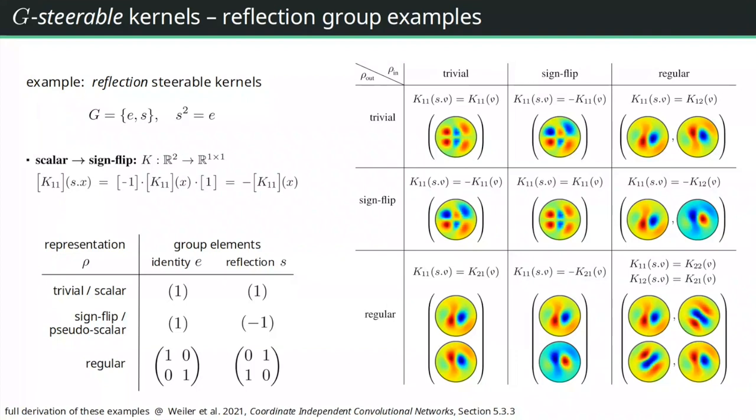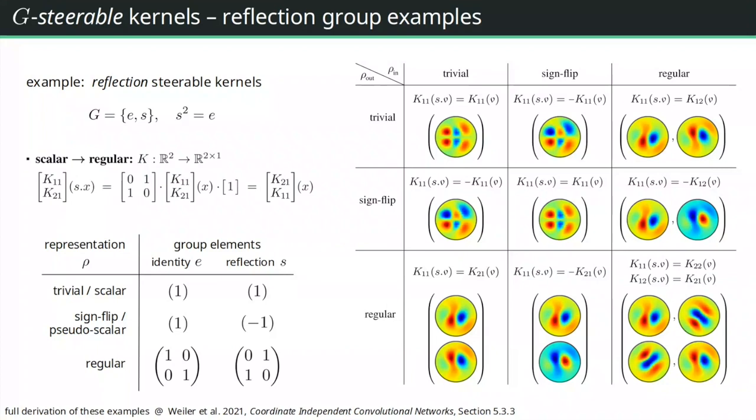And again, you can think about it intuitively. If you have an image, which is a scalar field, and you reflect it, and then you apply some anti-symmetric kernel to it, you will get out the negative response of what you had before. So you see that these symmetries in your kernel actually guarantee that if your input is a scalar field and you apply an antisymmetric kernel, you will get a pseudo-scalar field out. And this is exactly what we wanted.